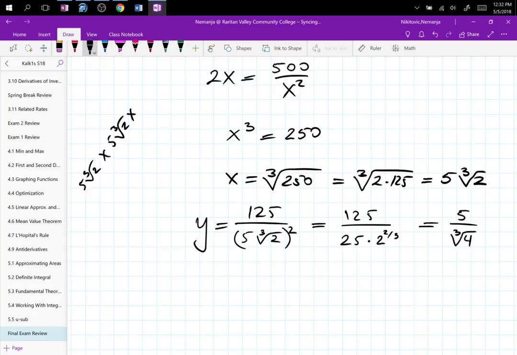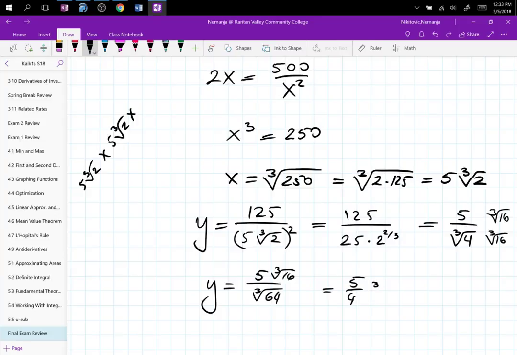That's what it is. So y equals 5 divided by, to get the cube root of 4 over here, I need to multiply by cube root of 16 to rationalize, because that will give you 64, and cube root of 64 is 4. So what I have is 5 cube root of 16 on top, divided by cube root of 64, which gives me 4. So 5/4 cube root of 16. I'll write this better.